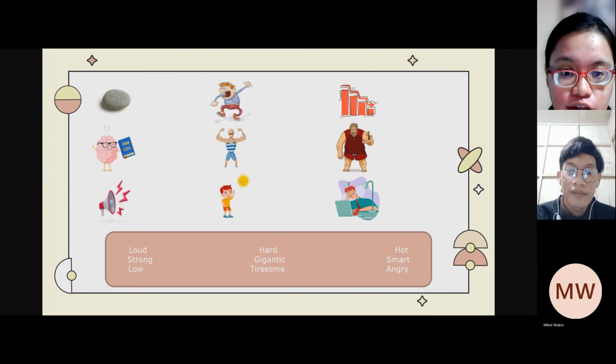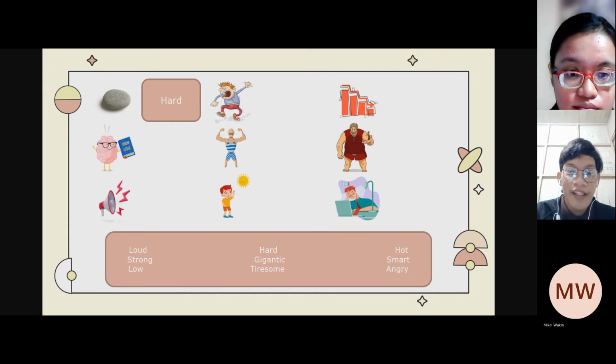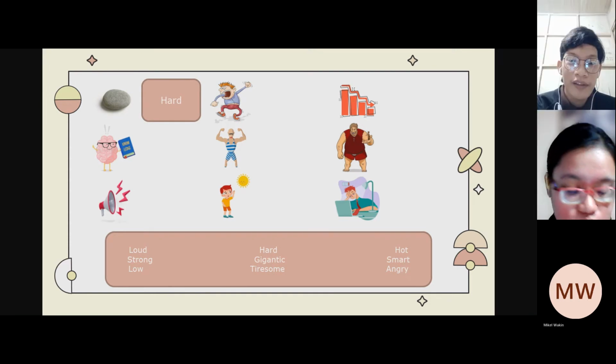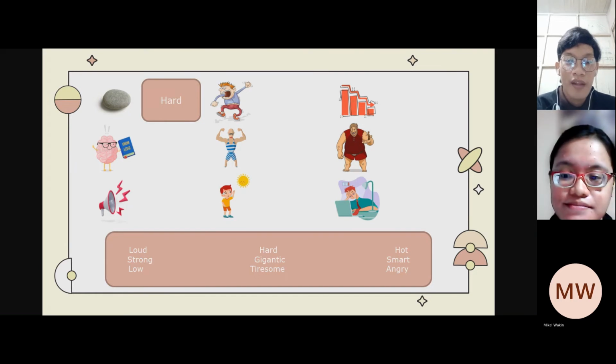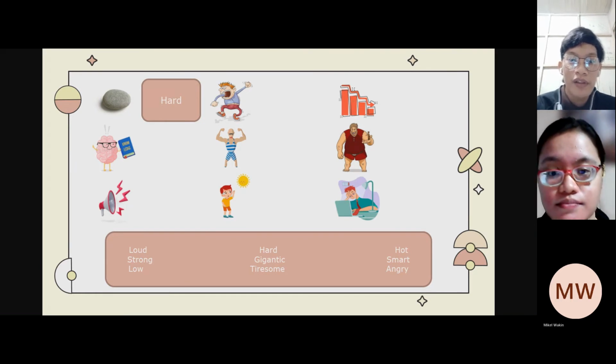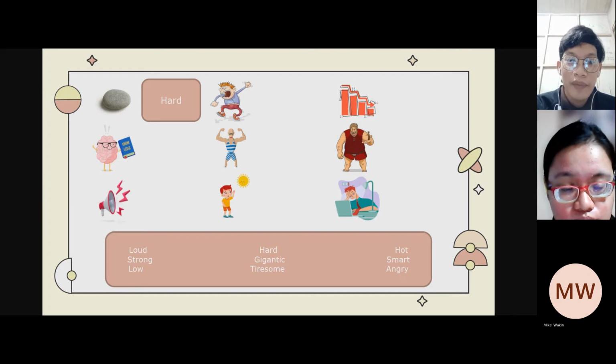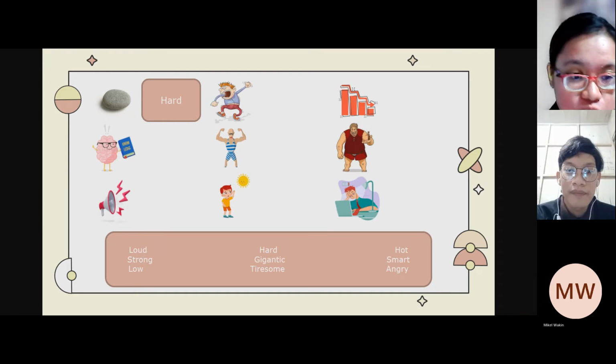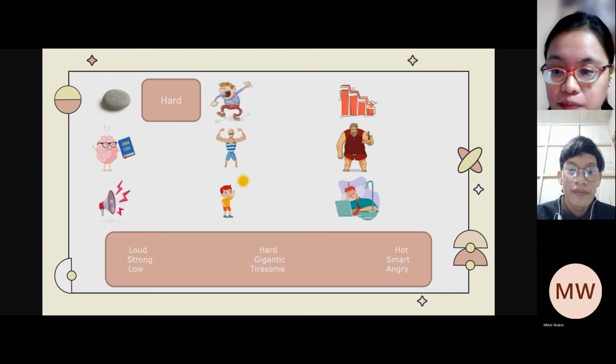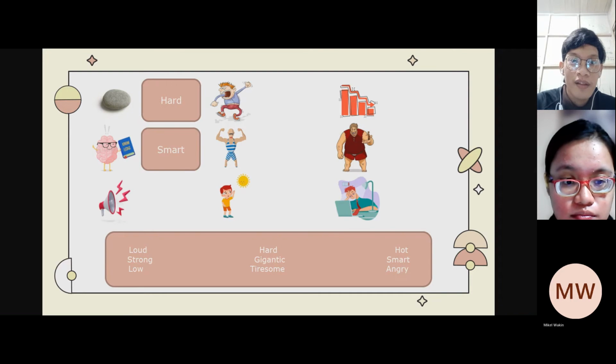I think the word that is corresponding to this one is the word hard, sir. Let's check if you are right. Yes, that is correct. A hard rock or a stone. Good job, Miss Salget. Let's proceed on our next picture. We have here something like a brainy person and a book. What do you think the answer, Miss Salget? I think the answer, sir, is smart. Let's check if you are correct. Yes, that is right. Smart person. Well done, Miss Salget.